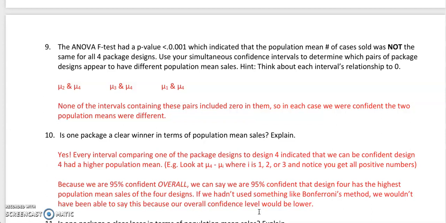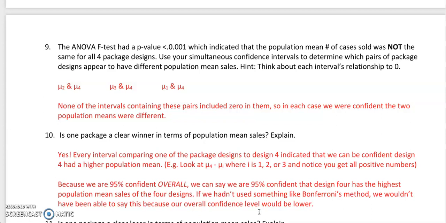So this is a really important thing to do, and it's something that people forget about sometimes or don't know about. And so if you're in another class or doing research for one of your majors or something like that in the future, and you find that you're doing a bunch of different hypothesis tests or a bunch of different confidence intervals, remember that this is a way that you can make sure that your overall confidence is still high, even if you're doing, say, 6 different confidence intervals.